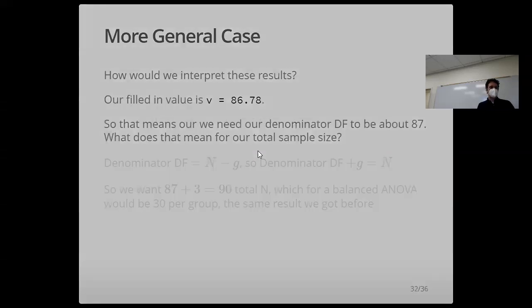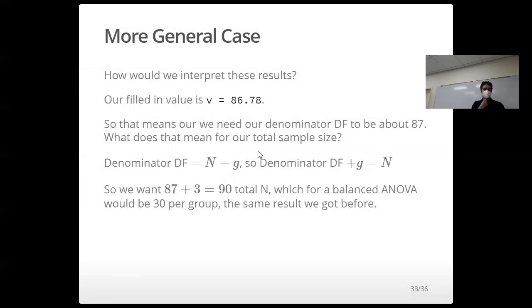Right. Yes. So if denominator degrees of freedom is N minus G, then the denominator degrees of freedom plus G is N. So we get 90 as our total N. As you said, 30 per group, which is exactly what we got before. About 30 per group. So it's the same analysis, just done in a slightly more generalized way.